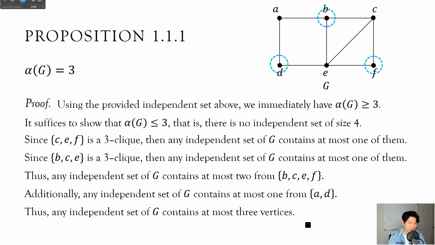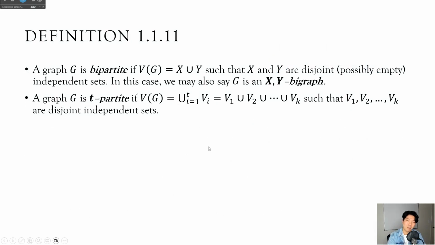All right, so moving on, the next 2 definitions that I want to cover are being bipartite or t-partite. A graph is bipartite if I can write the vertex set into a natural partition, X and Y, such that X and Y don't share any vertices, and that they're independent. If this is true, then we call it an XY bigraph. So in other words, I have 2 independent sets.